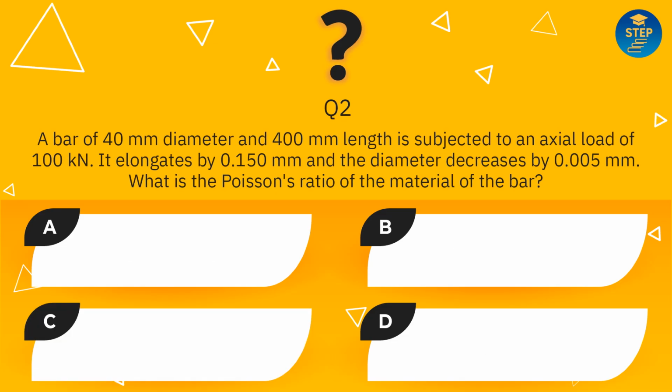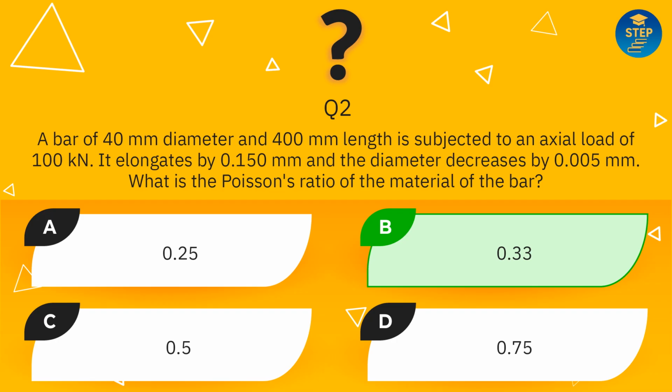A bar of 40 mm diameter and 400 mm length is subjected to an axial load of 100 kN. It elongates by 0.150 mm and the diameter decreases by 0.005 mm. What is the Poisson's ratio of the material of the bar? 0.25, 0.33, 0.5, 0.75. Answer is 0.33.